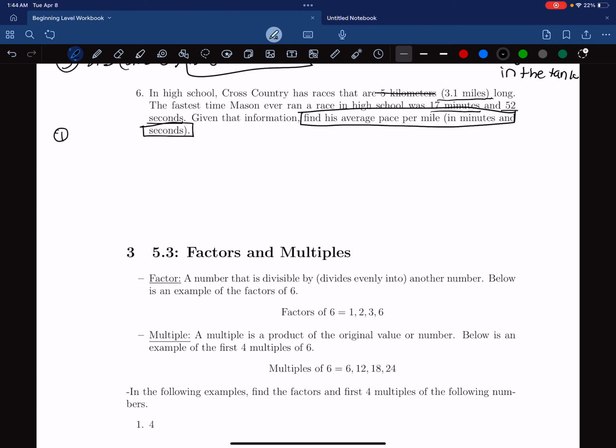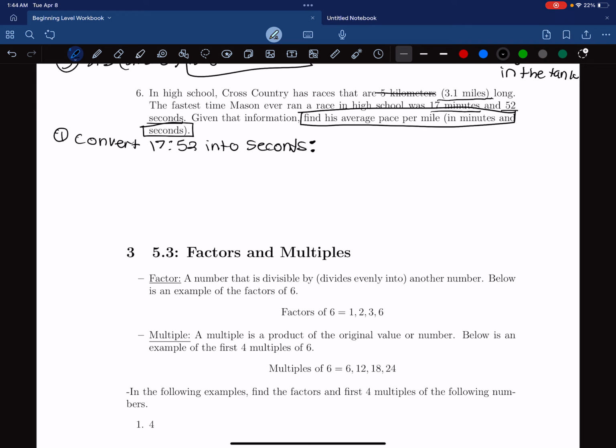So with that being said, if you haven't thought about what the first step would be, I encourage you to pause the video and think about it. And assuming you have thought about it, our first step would be to convert the 17 minutes and 52 seconds into seconds. Now, if you're confused as to why, this will make a little bit more sense once we work through the problem a little bit more.